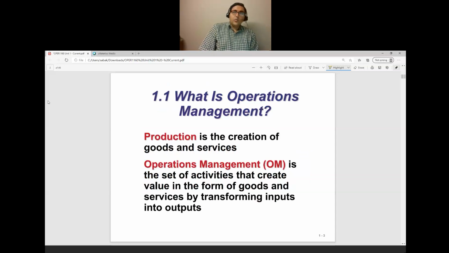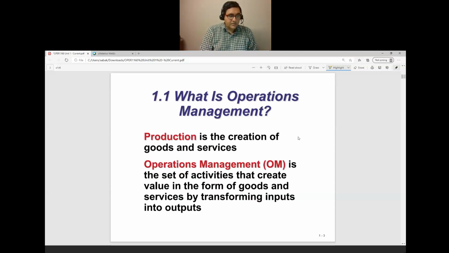So to start with, what is operations management? A term which normally comes up in operations management, earlier it was called production management. Nowadays, nobody is using the word production. We use the word operations management. Production is generally related to the creation of goods and services. Operations management is a bigger picture. It is the set of all the activities that help to create value in the form of goods and services by transforming inputs to outputs.